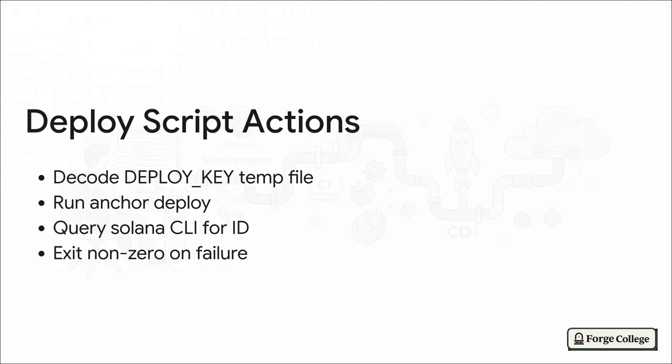Your deploy script has to be rollback-aware. We run what's called a smoke test. This means we decode that temp deploy key, run the anchor deploy, and then we actively query the Solana CLI to ask, hey, does this program ID actually exist on the cluster? If the cluster says no, the script exits with a non-zero failure, throwing an error so your front end doesn't end up trying to talk to a ghost program.